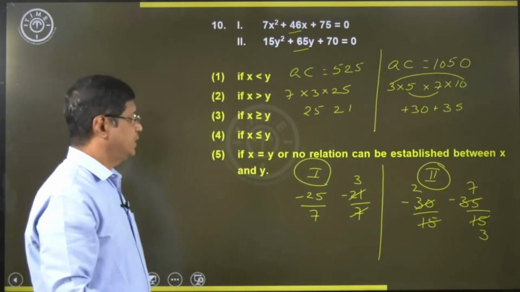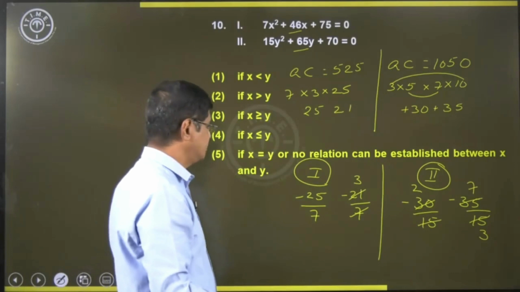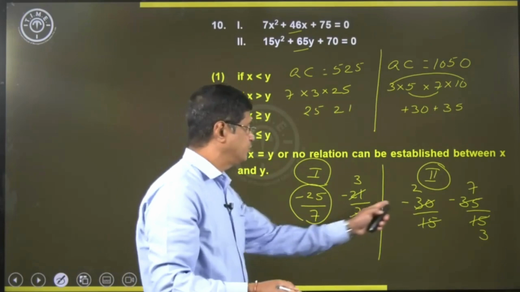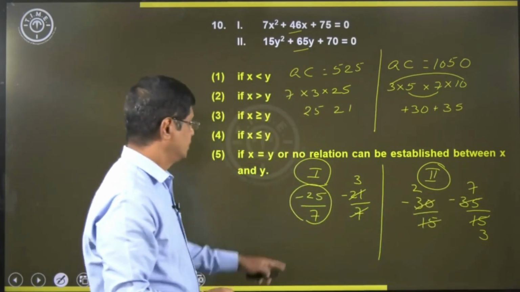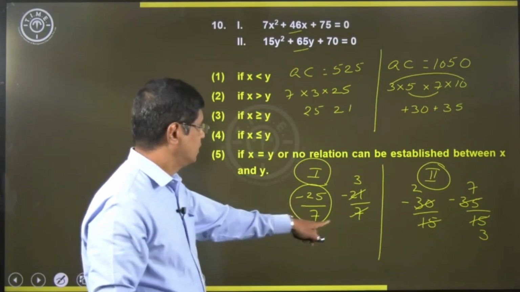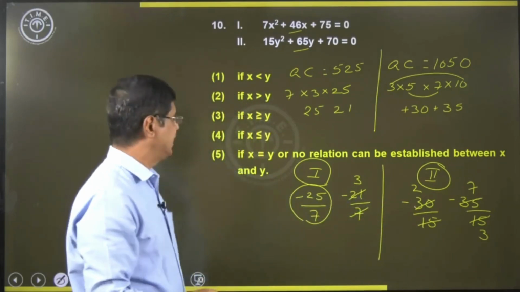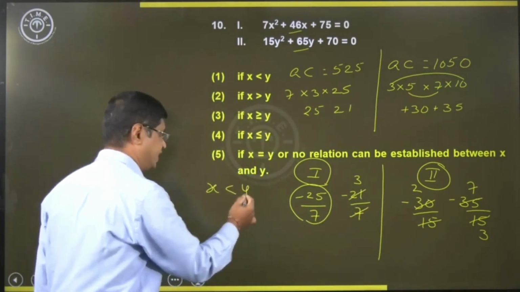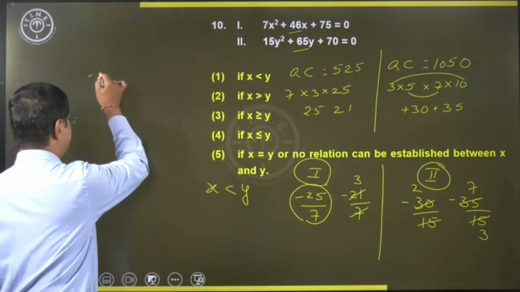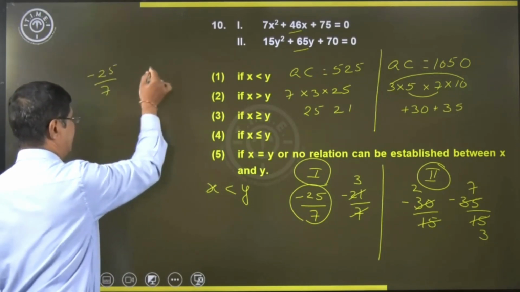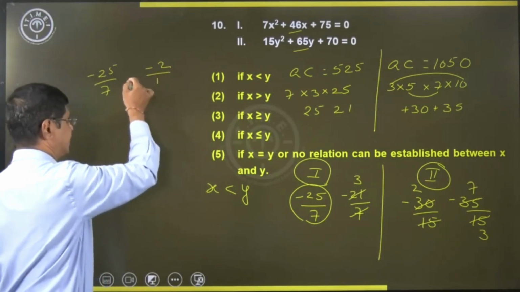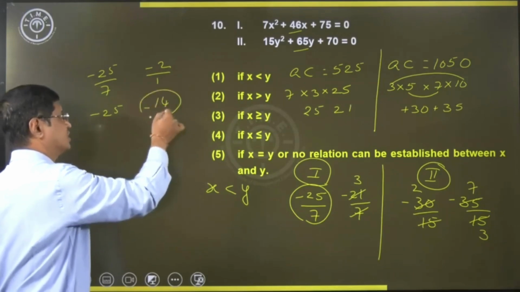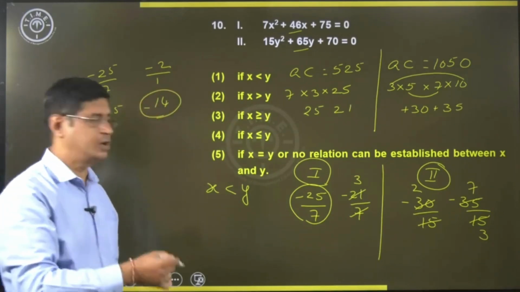Okay. Now the relation we need to find out. What does the relation mean? Look at the board. Minus 25 by 7, I am comparing with both the roots of the second quadratic equation. Minus 25 by 7 and minus 2, which is the greater value? Here y is greater. Just look at the board please. Just cross multiply: minus 25, minus 14. So this is the greater, by doing cross multiplication.